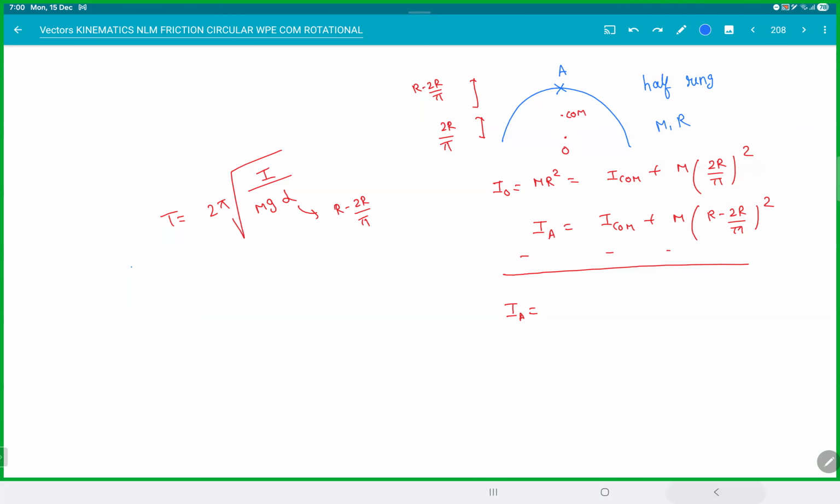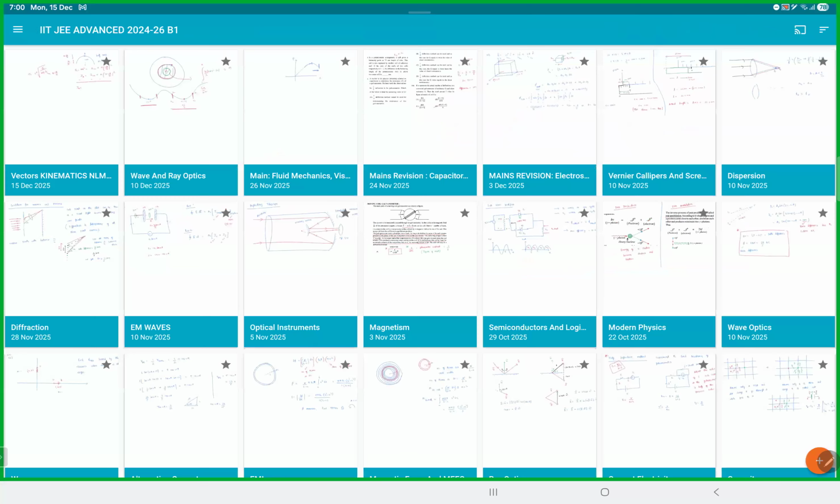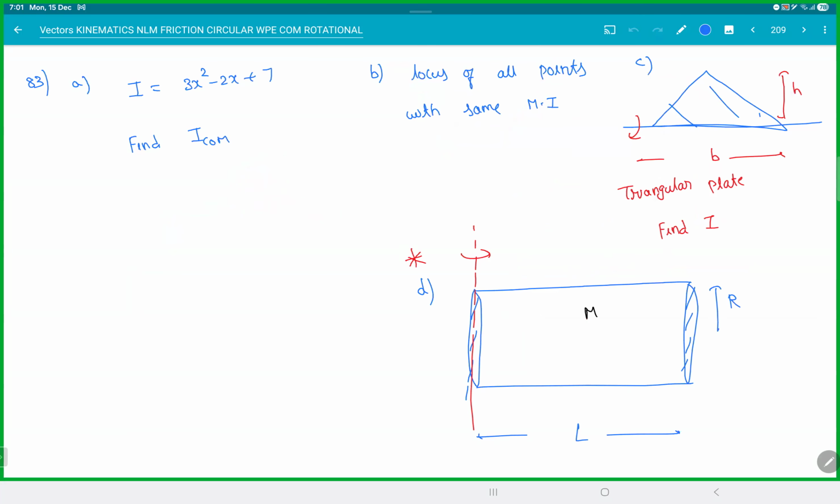So moment of inertia and the parallel axis theorem are there. Let's get these three. 4. Moment of inertia is 3x square minus 2x plus 7. Find the center of mass. What is the locus of all the points with the same moment of inertia? For a square plate, triangular plate about the base, what is the moment of inertia? This D is an important result.